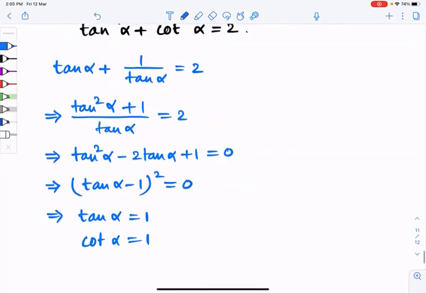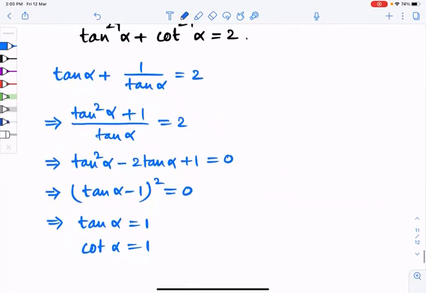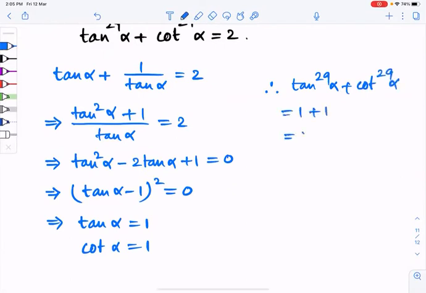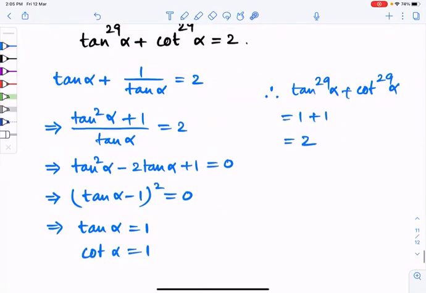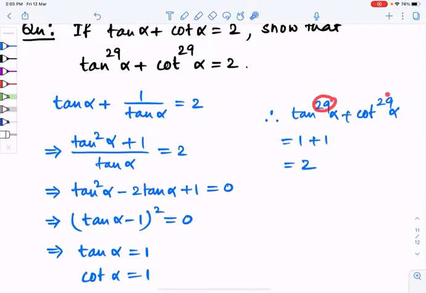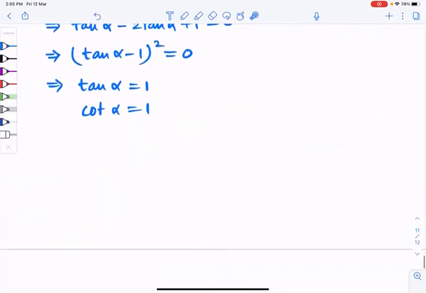So if tan alpha is 1, cot alpha is 1, therefore you can say tan to the power 29 alpha plus cot to the power 29 alpha is equal to 1 plus 1 is equal to 2. As I told you, in place of this 29, you can have any number as power, still your answer will be 2. So it is application of algebraic identity here with trigonometry. Let us take another question.